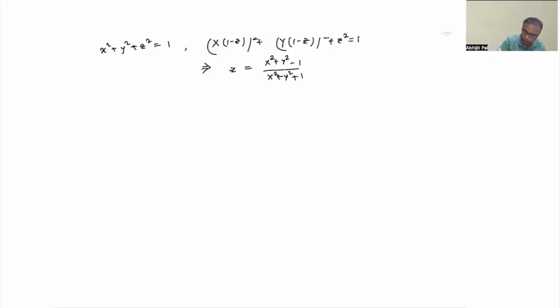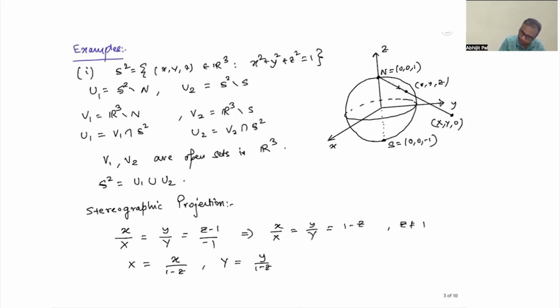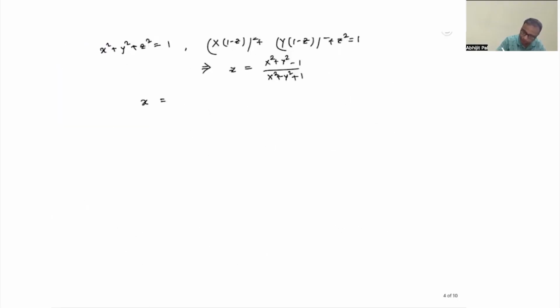Okay, and so therefore small x is equal to capital X times (1 minus z). So you can put the value of z here. So what we'll get? x is equal to 2X divided by (capital X square plus capital Y square plus 1). And similarly, small y is 2 capital Y divided by (capital X square plus capital Y square plus 1).